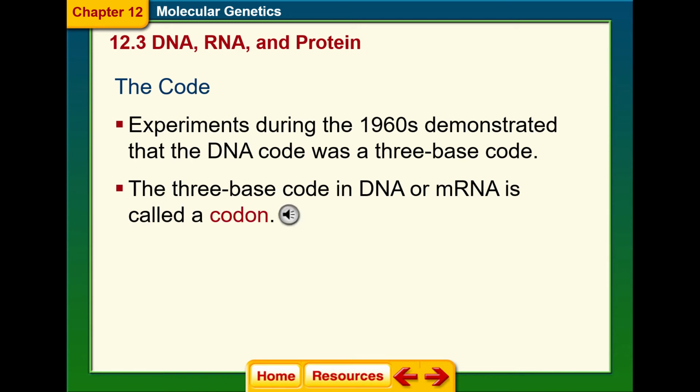Experiments done in the 1960s showed that the DNA code was a 3-base code. What this means is that every 3 nucleotides codes for a specific amino acid. We call these base triplets a codon. Each codon codes for a specific amino acid, though not all codons have unique amino acids. Some codons code for the same amino acid as another codon, as we'll see next.